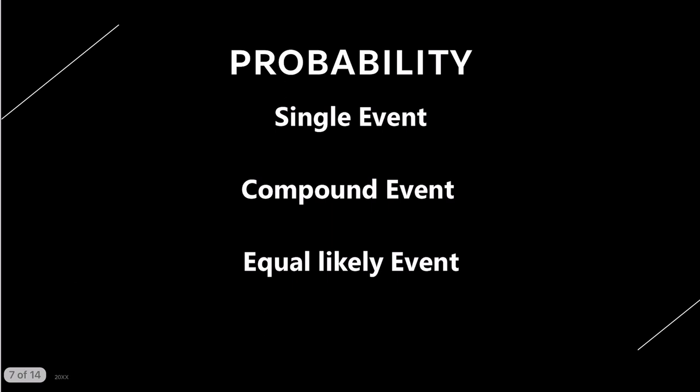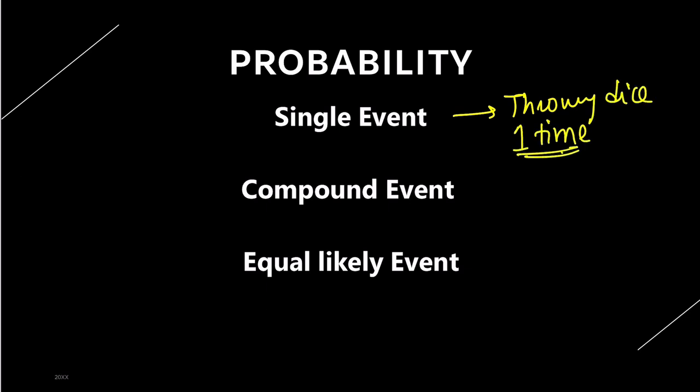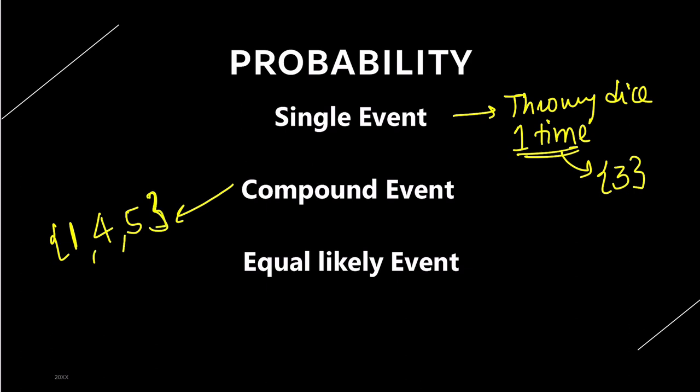Moving on. What is a single event? A single event is throwing a dice only one time, and we can get, for example, number 3. That is a single event. In the last example, we saw 1, 4, 5. This is a compound event, meaning the same thing happening more than one time. First time we got 1, second time we got 4, third time we got 5. So this is a compound event. I hope this is clear.